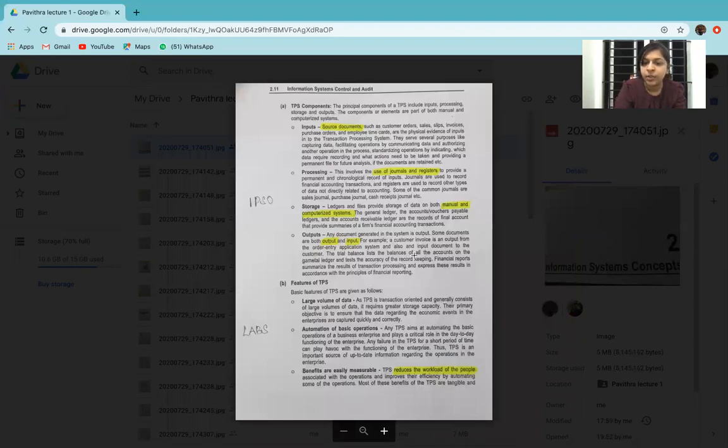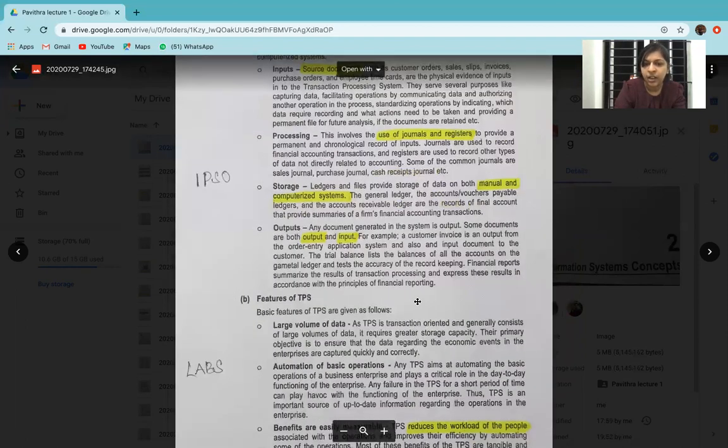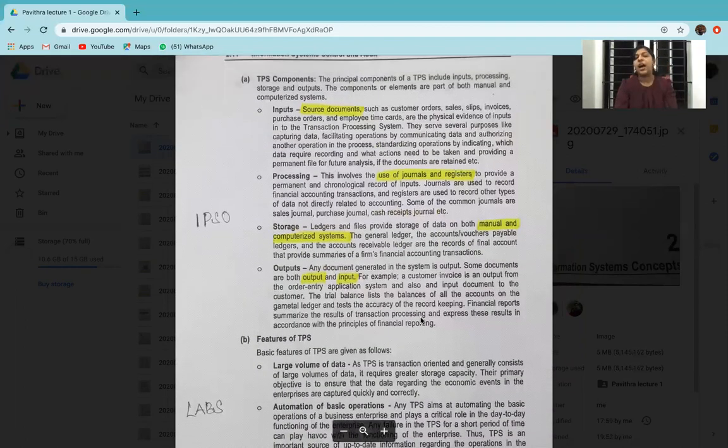Next one. Now we have seen the activities. What are the components which are performing such activities? For that, we have a mnemonic, IPSO. What is it? IPSO: input, processing, storage, and output.